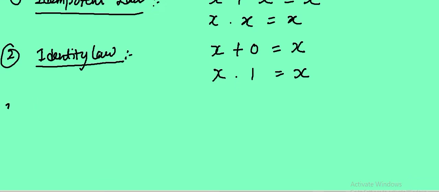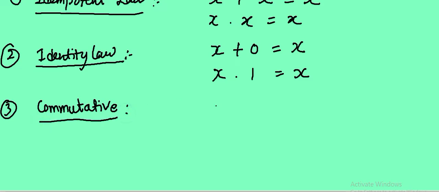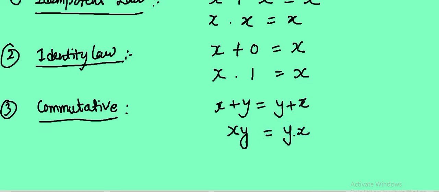Then the third law is the commutative law. The commutative law is very easy, as we know from our mathematics background and have already been taught in schools. It says that x plus y is equivalent to y plus x, obviously. And with the dot, x dot y is equivalent to y dot x.